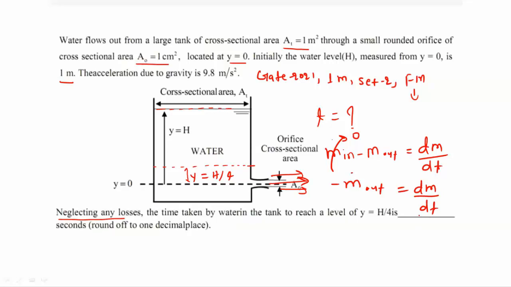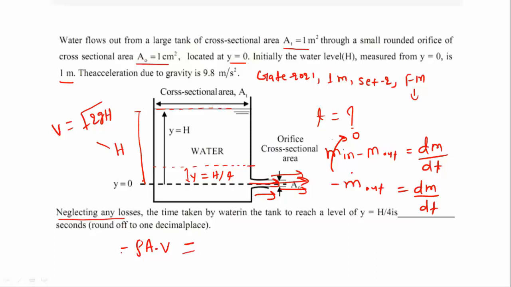What will be the mass out? Where is the mass going out from? From this particular portion, and you know mass flow rate is rho A V. So we can say rho A_0 into V. But what will be the value of V here? Since this is height H, we can say the velocity at this point will be V equal to root under of 2gH. Is it clear? So you can write like that, and the minus sign is there.